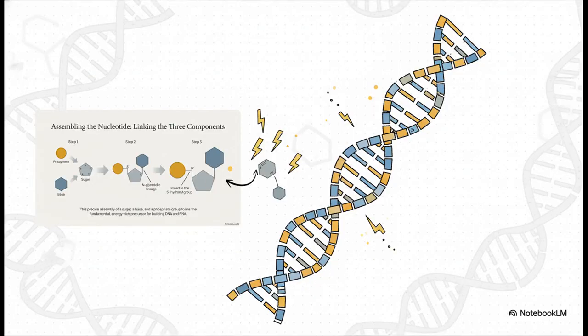So how do these 3 parts actually become one? Well, it's like a super precise assembly line. The base snaps onto the sugar's 1' carbon, and then the phosphate group locks onto the 5' carbon. And voila! The result is one complete nucleotide, an energy-packed unit ready to be snapped into a growing chain.